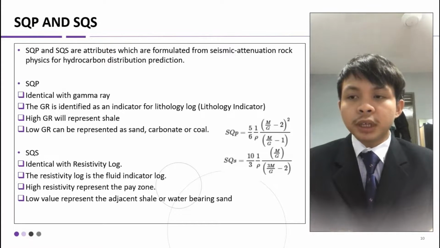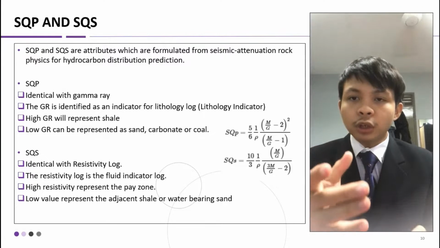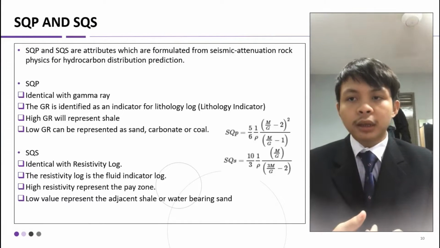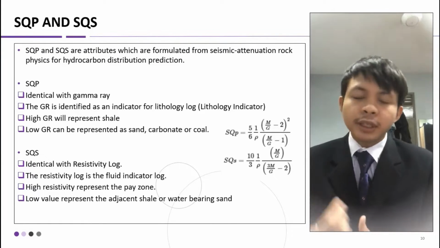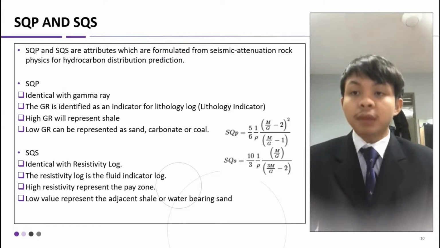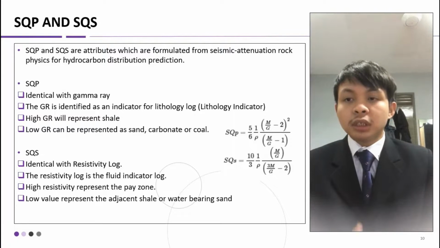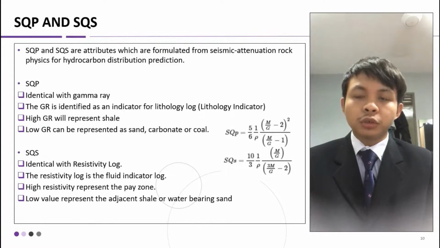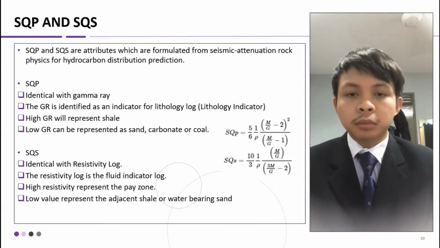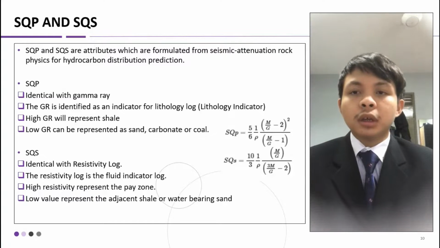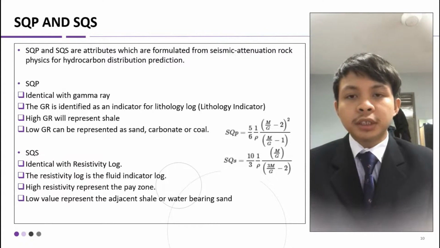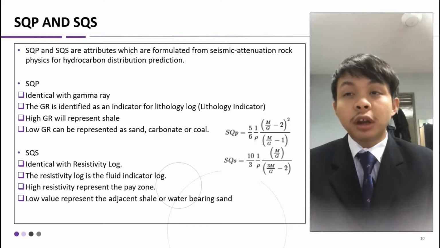The SQP and SQS are formulated as on the slide, where M over G is the ratio of bulk and shear modulus that can be approximated from the P wave and S wave velocity ratio equation. The equation shows that all the parameters in this equation can be calculated directly from the seismic inversion result, with density and VP over VS as inputs.